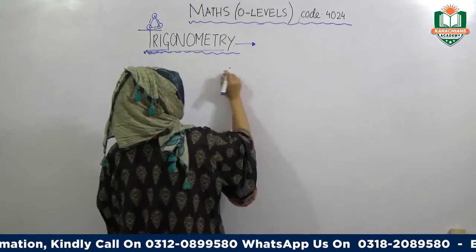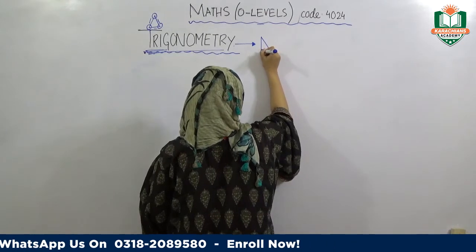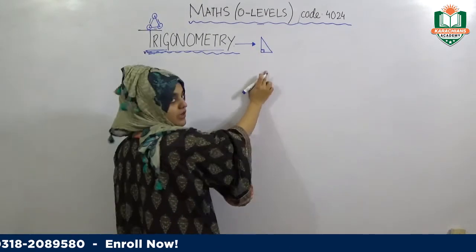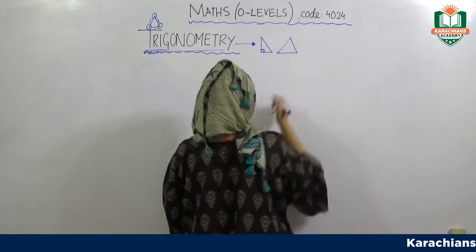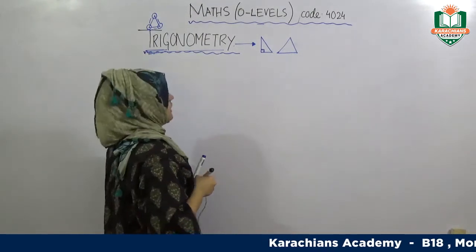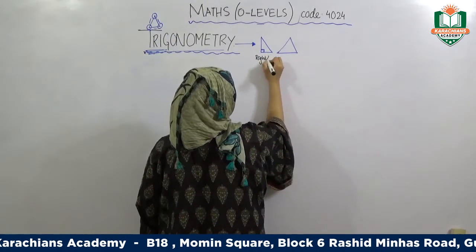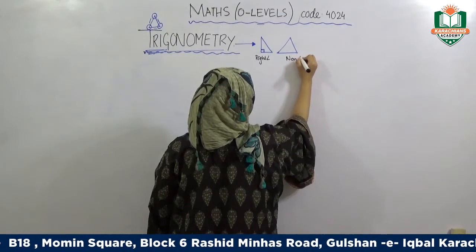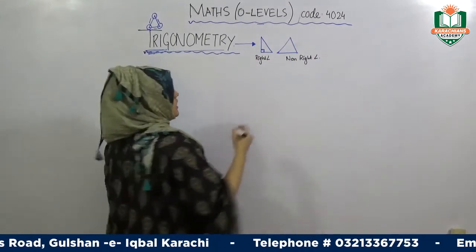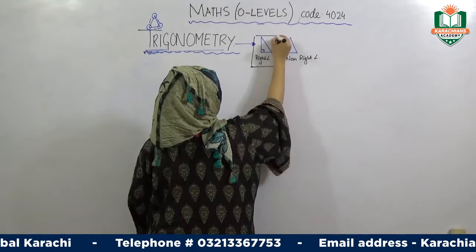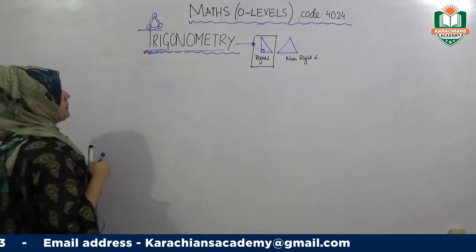Moving on, in our O-level subjects, in trigonometry we have two types of triangles. Number one is the right angle triangle. A right angle triangle always has one 90-degree angle. The other one is the non-right angle triangle, in which none of the angles is 90 degrees. This is a right angle triangle and this is a non-right angle triangle. Today we will be covering the right angle triangle in the topic of trigonometry.